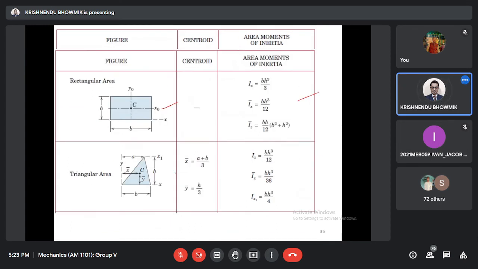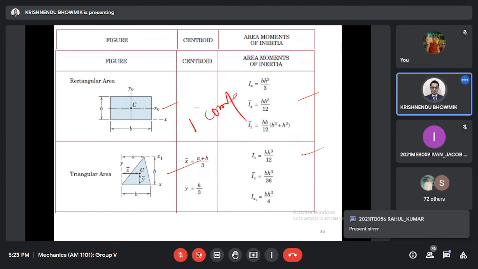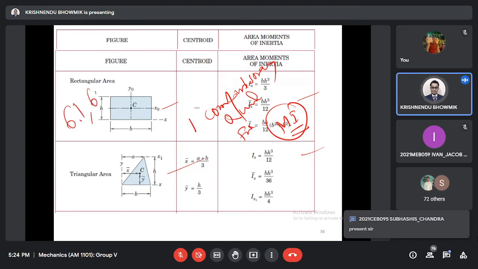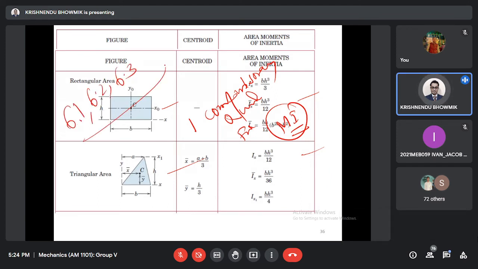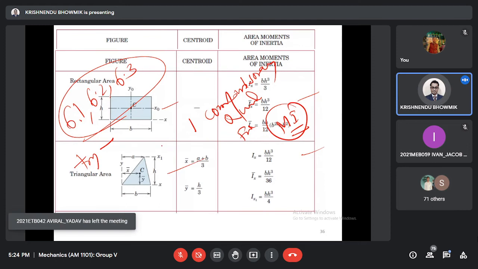You can see. So what you can expect in the mid-sem compulsory questions: one compulsory question I will ask from moment of inertia, MI. This will be one compulsory section: 6.1, 6.2, 6.3 problem sheet I have given. Try at your own. Next day, whatever issue you are facing, I will solve that.